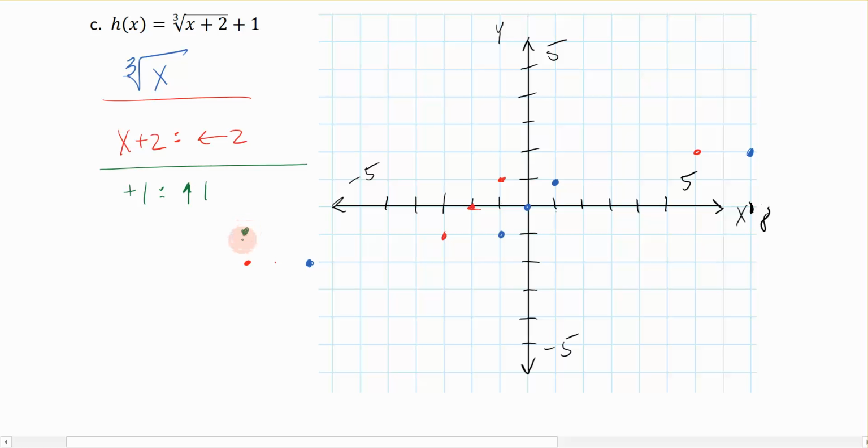So this red dot on the very far left here shifts up 1. We have another one over here. This red dot's going to shift up by 1. So my curve looks something like this. It's kind of a shaky curve, but it's still there. And this would be the translated function, which is the cubed root of x plus 2, plus 1.